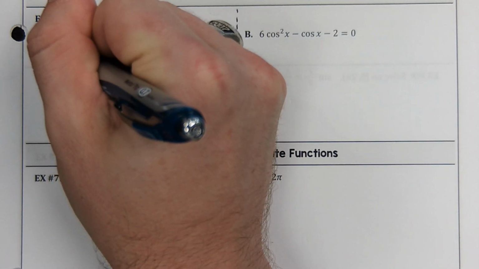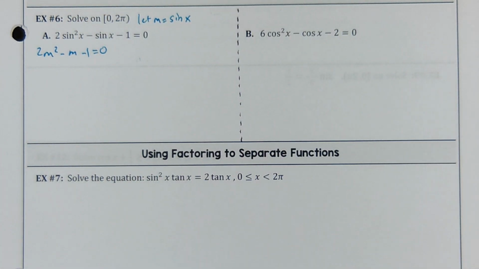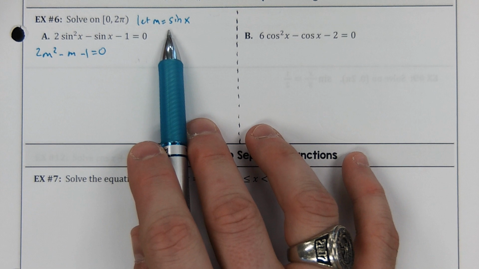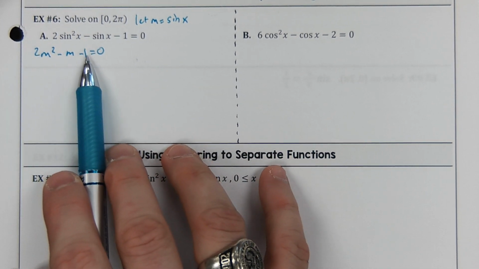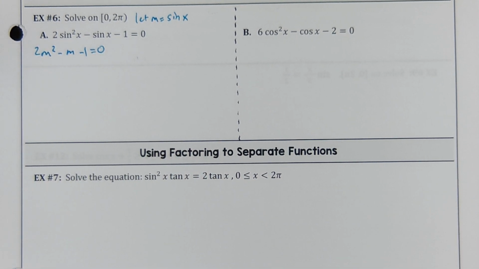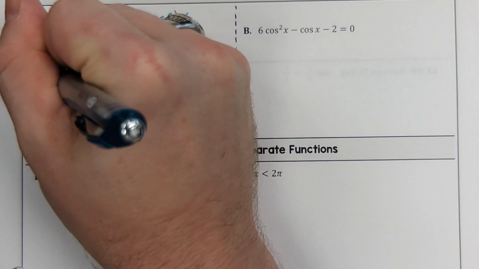So anyway, this would be 2m squared minus m minus 1 equals 0, which does factor. Yeah, it factors because 2 times negative 1 is negative 2, and there are 2 numbers that multiply to negative 2 that add to negative 1. You just need to be good at a factoring method of some sort. Find one, stick to it, be good at it, but this is AP. I have to assume that you know how to factor.